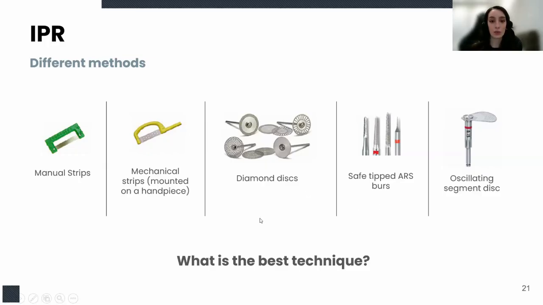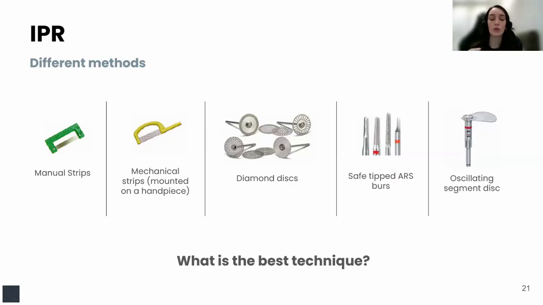We also have safe-tipped burrs. Now, safe-tipped burrs are also considered efficient, but they don't provide a lot of flexibility. And it's because it's just like a burr. And in general, they're a little bit aggressive. So we usually use them if we know that the amount of IPR we want to perform is more than 0.3 millimeters. And this is because they remove a lot of enamel. Another thing about safe-tipped burrs is that sometimes they can cause some ledges, so they don't always result in very smooth surfaces.